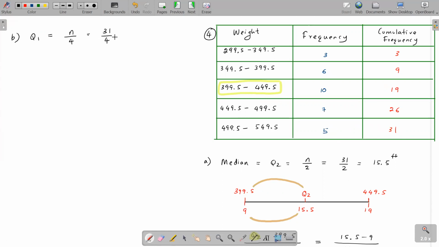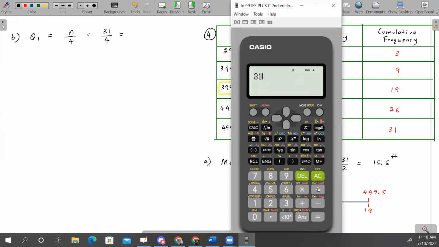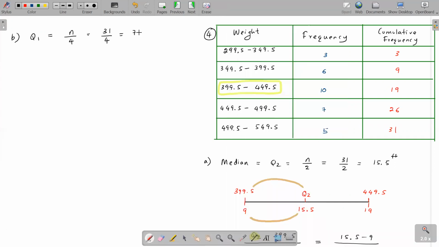31 divided by 4. So you will divide 31 by 4 and we will get a decimal answer. What is it? 31 divided by 4 and I get the answer 7.75. So this is the position that I find the Q1. Now you are dealing with continuous data. You will not be rounding it up. You will not be doing any of that sort of thing. What we will be doing is drawing this line. We are going to apply linear interpolation.